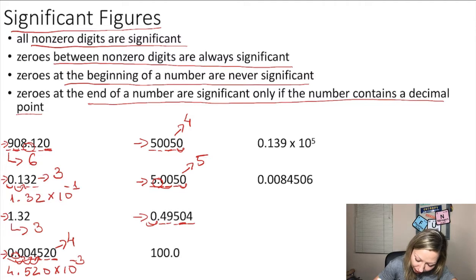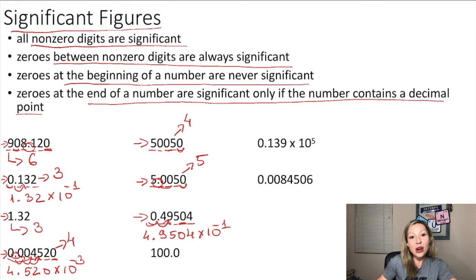So I can actually rewrite this number by moving my decimal place by 1 to there. So it can be 4.9504 times 10 to the minus first. So this shows me clearly that I'm going to have 1, 2, 3, 4, 5 significant digits in this number.